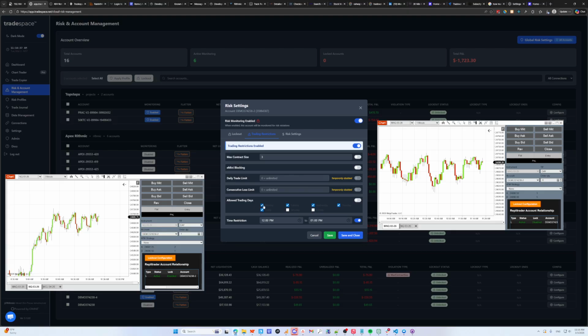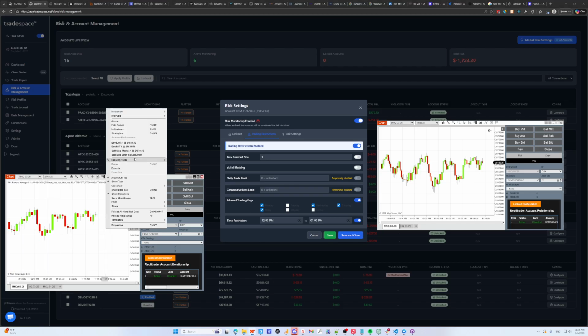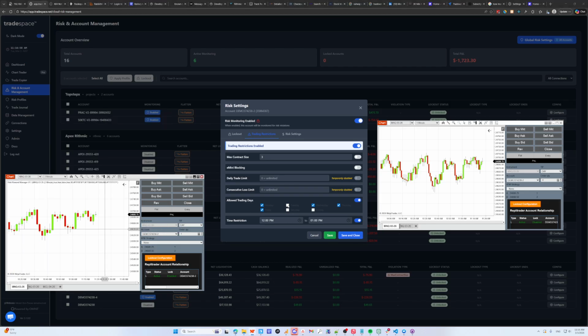Allowed trade days, same thing. Uncheck a day, that means you can't trade that day. So today's Tuesday. Sorry if you can't see that very well. We need to make a few tweaks to our text color for dark mode. Then it will block it because you are not allowed to trade on a day that is not checked.